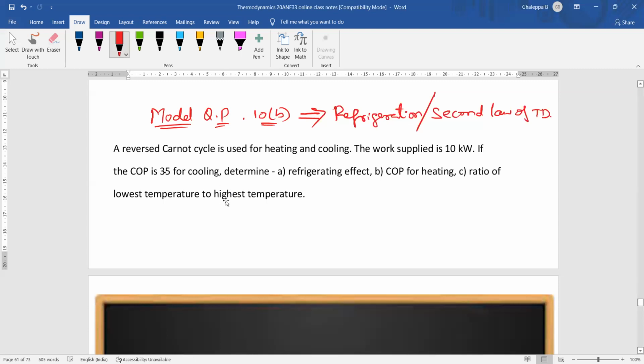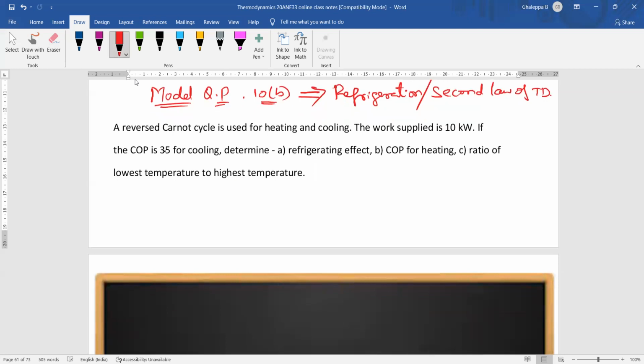Okay, please listen carefully. All of you read the statement, what he has given in the statement. First, a reversed Carnot cycle. So keep in mind, it is a reversed Carnot cycle. Already we know that some air standard cycles, petrol engine, diesel engine, Brayton cycle, etc. work on Carnot cycle. That is direct engine. But here it is a reversed Carnot cycle, means it is an indirect or reversed engine.